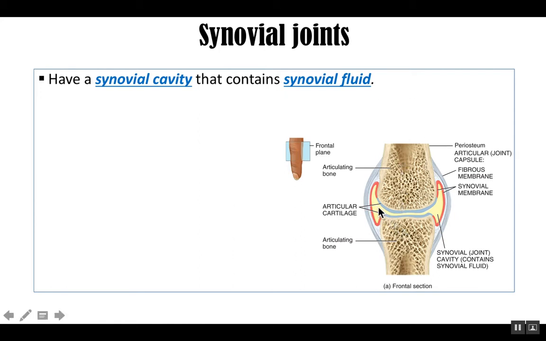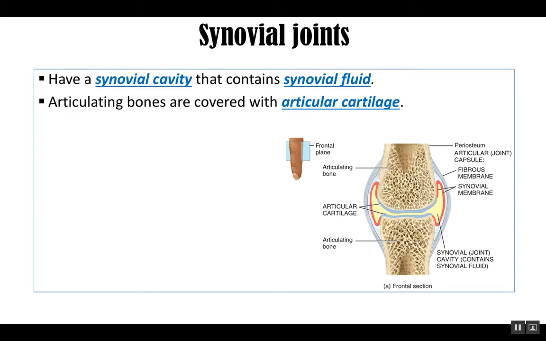You'll notice shown in here in yellow is where you would find the synovial cavity filled with synovial fluid. That synovial fluid is going to help nourish the cartilage, keep that cartilage healthy. It also is going to provide a little bit of shock absorption, and it also helps lubricate the joint.